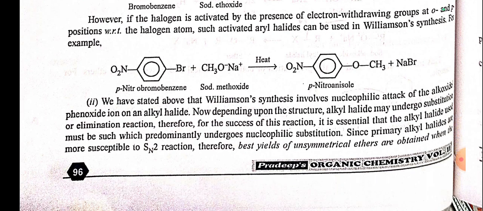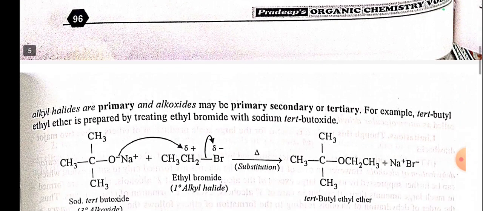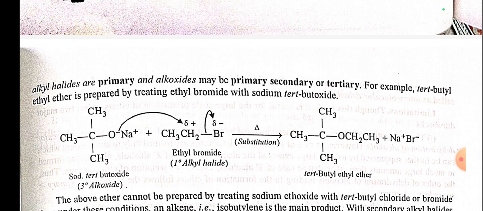We have stated above that Williamson synthesis involves nucleophilic attack of the alkoxide or phenoxide ion on an alkyl halide. Now, depending upon the structure, alkyl halide may undergo substitution or elimination reaction. Therefore, for the success of this reaction, it is essential that the alkyl halide used must be such which predominantly undergoes nucleophilic substitution. Since primary alkyl halides are more susceptible to SN2 reaction, the best yields of unsymmetrical ethers are obtained when alkyl halides are primary and alkoxides may be primary, secondary or tertiary.